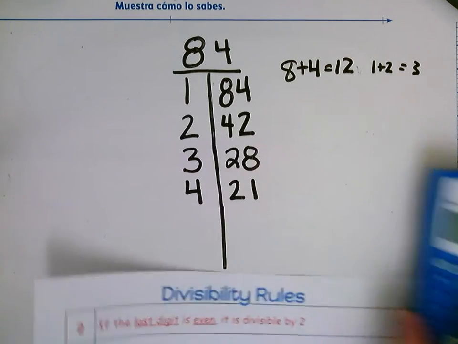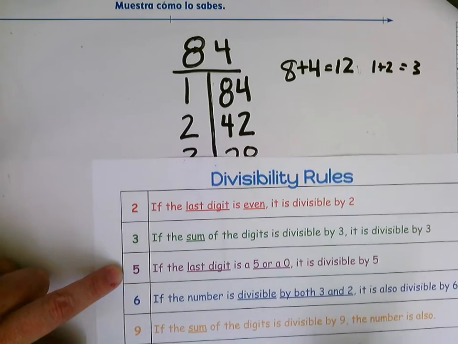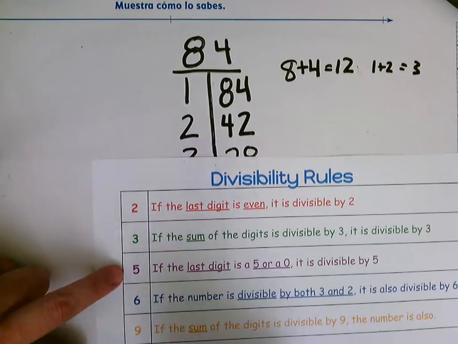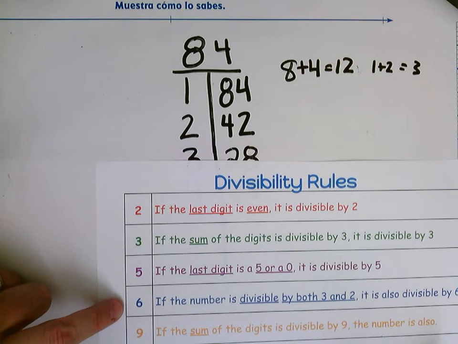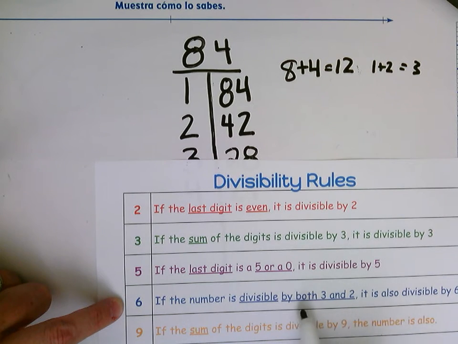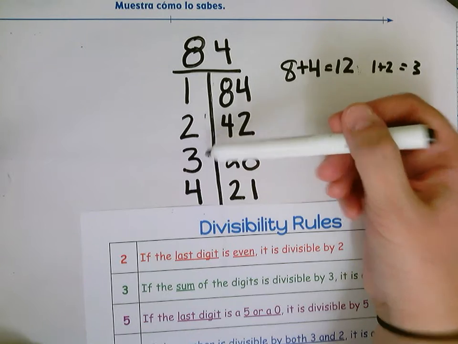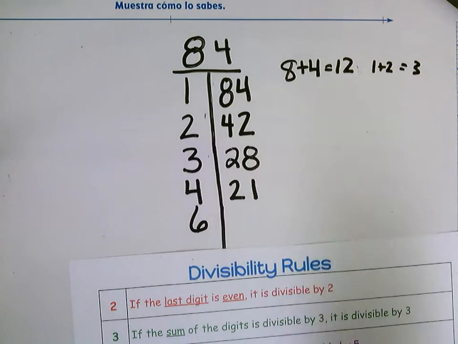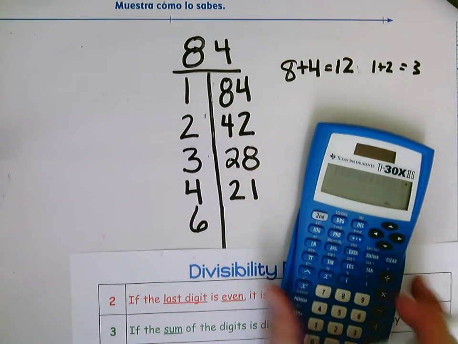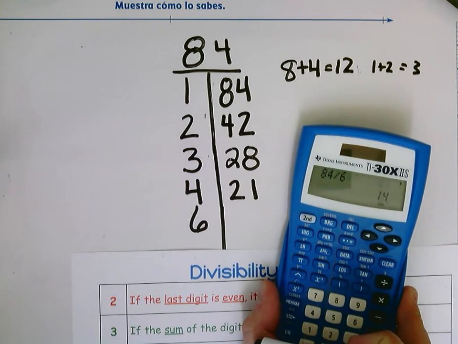I want to see if 5 is a factor of 84, and I see that 84 ends in a 4, not a 0, not a 5, so 5 will not be a factor. Next is 6. Would 6 be a factor of 84? Well, let's see, is it divisible by both 3 and 2? Yes, I have 2 and 3 here on my list of factors, so 6 is also going to be a factor of 84. Again, I can use my calculator or long division to find out 84 divided by 6 equals 14.